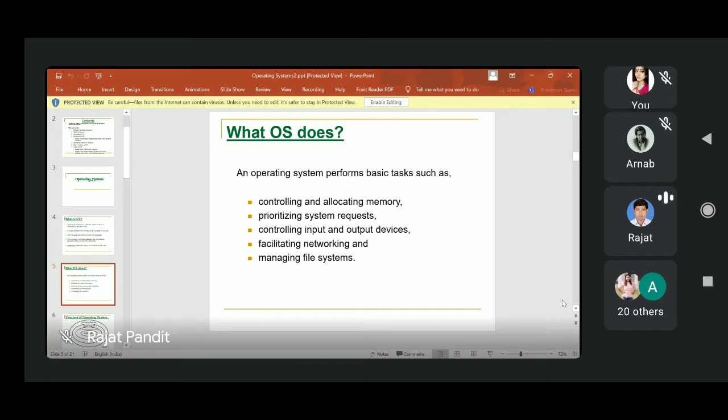Prioritizing system requests. So suppose you are asking to do something in our system, and I am also asking to do something in the same system, or somebody else is also asking. Now, who will get a chance first? Based on priority, who will get the chance is decided by the operating system, because there are different algorithms for allocation of requests.